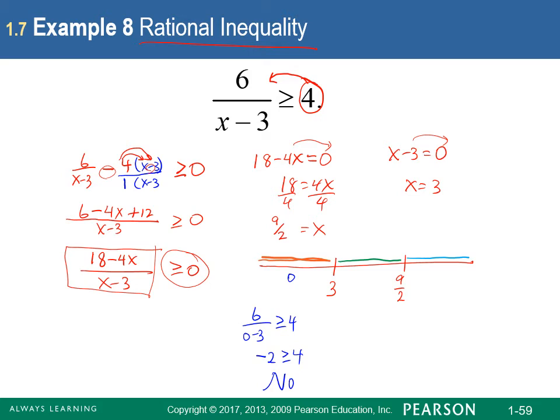In between 3 and 4.5, the logical choice would be a 4. So 6 over 4 minus 3. I want to know, does that come out larger than 4? 4 minus 3 is 1, and 6 divided by 1 is 6. Is 6 greater than 4? Yes. So we need to shade that region.